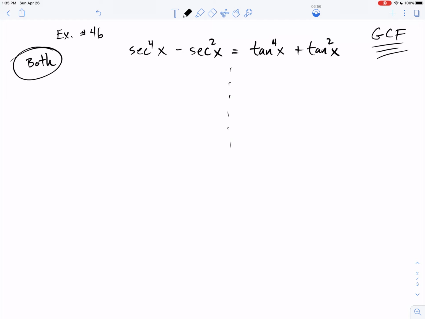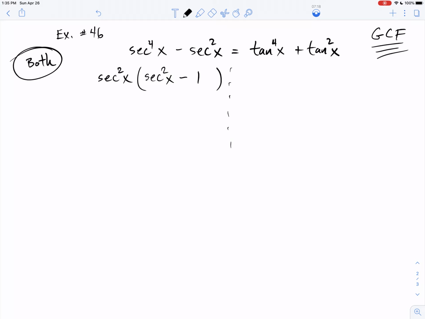So I'm going to take out the secant squared x. And I'm just going to say, what would I need to multiply it back by? Well, secant squared x times secant squared x would give me a secant fourth. Minus 1 would have to hold the place. It would totally have to hold the place.